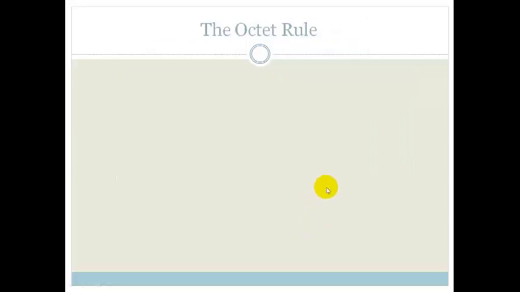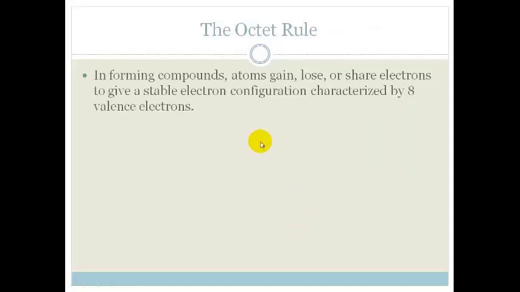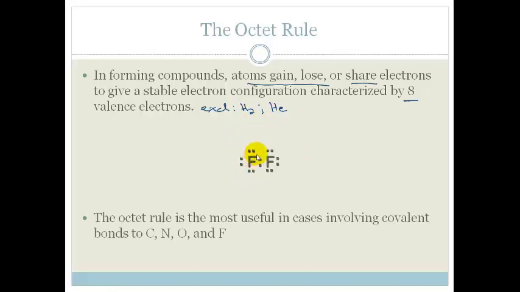So the octet rule, what we've actually done is we've been obeying the octet rule except for the hydrogen. In forming compounds, atoms gain, lose, or share electrons to give a stable electron configuration characterized by 8 valence electrons. Obviously, there are exclusions. The exclusions for this are your hydrogen and your helium, because they only want 2 electrons in their outer energy shell. So if we look at this, we can see that your fluorine, like we just drew here, we have got 1, 2, 3, 4, 5, 6, 7, 8 around that fluorine there. And if we redraw, we can see we've got 8 around that.